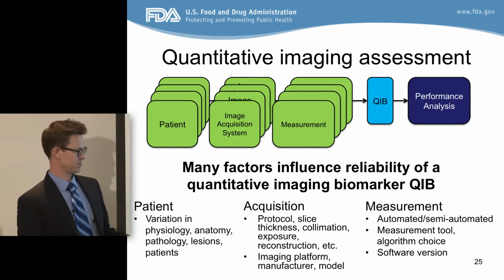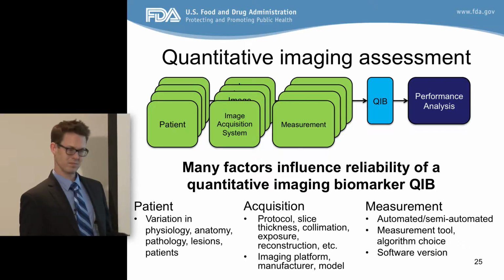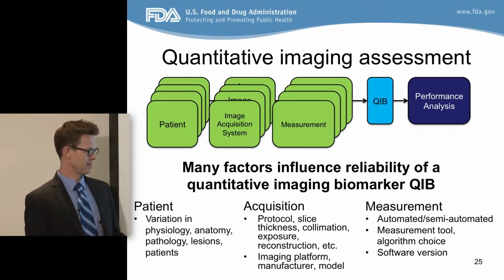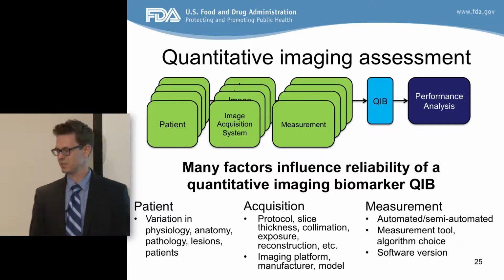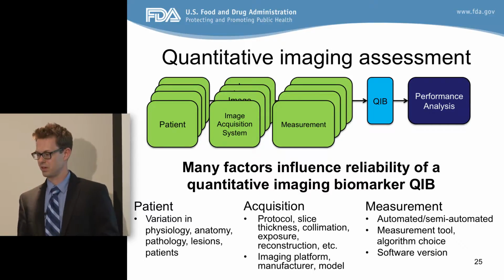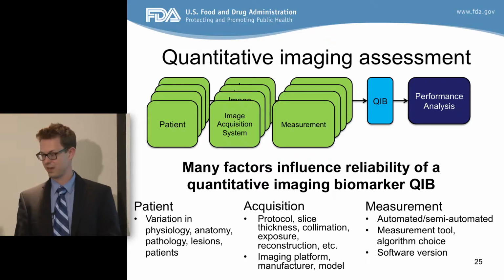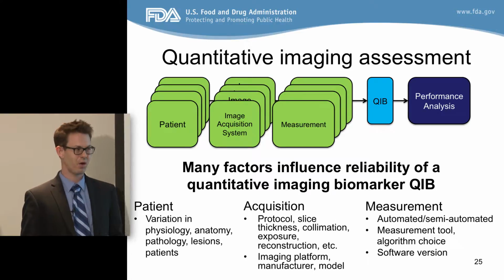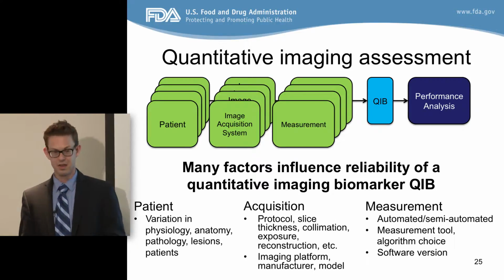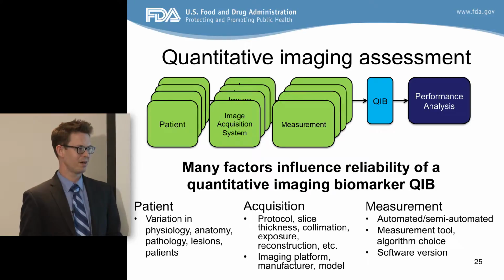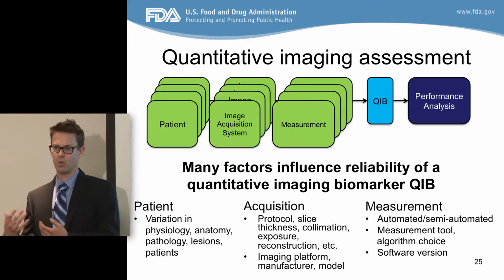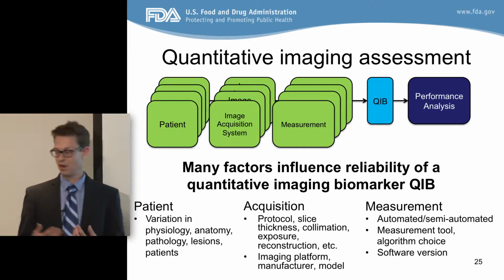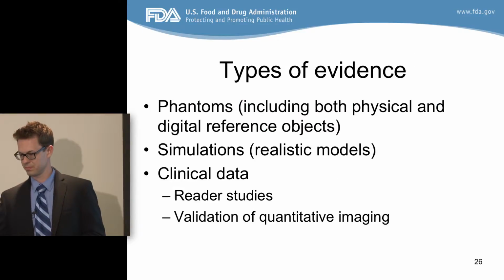So as I mentioned, there's things you can't control, like the patient, all types of variation in physiology, anatomy, lesions. There's acquisition settings like protocol, slice thickness, exposure, reconstruction, the imaging platform, manufacturer. And then there's the measurement. How automated is it? Is it semi-automated? Does the software algorithm matter? Are you using the same software version? The software manufacturer might have made a change in the software version from version 20 to 26. Do you know how much that influences your marker?